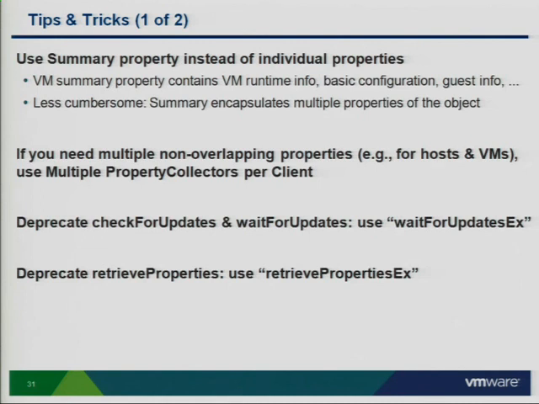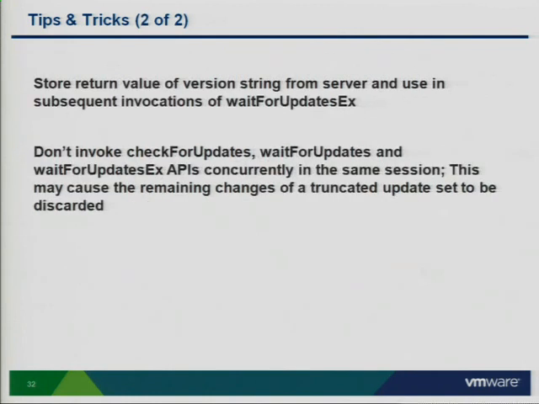And the biggest benefit of multiple property collectors is multiple threads. I'm almost done. And again, for deprecations and wait for updates, all the time you need to use the version string, whatever version string gets returned. So just use that in the next one. And another thing that I want to point out is don't have multiple threads trying to do wait for updates or check on the same property collector. That's going to give you disastrous results.